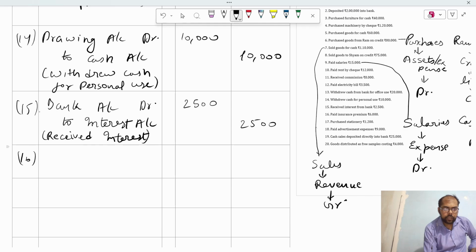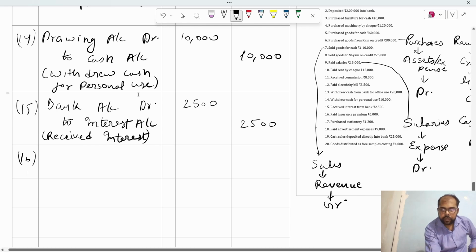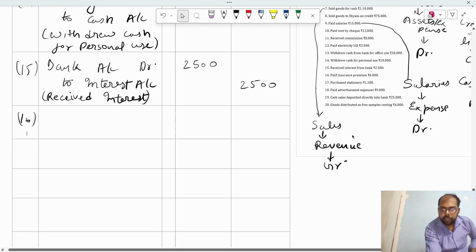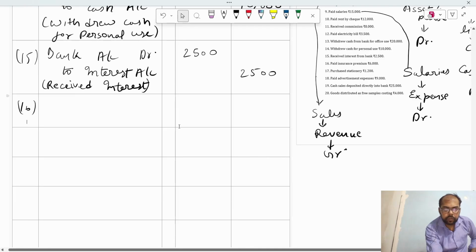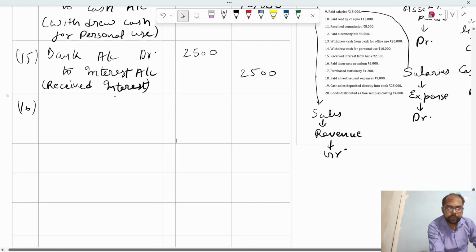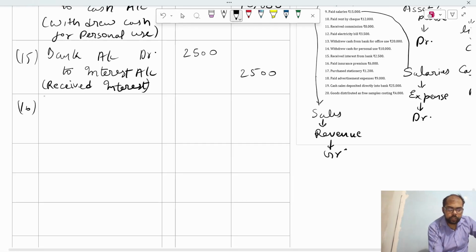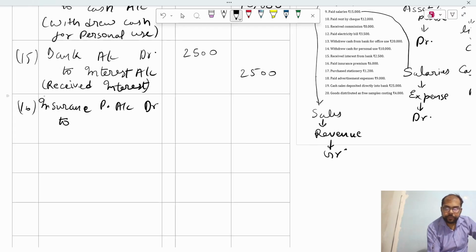All right. The 16th one is paid insurance premium rupees 6000. Okay. So insurance premium is an expense. So insurance premium account debited to cash account. Obviously, it is paid in cash. The amount is rupees 6000.